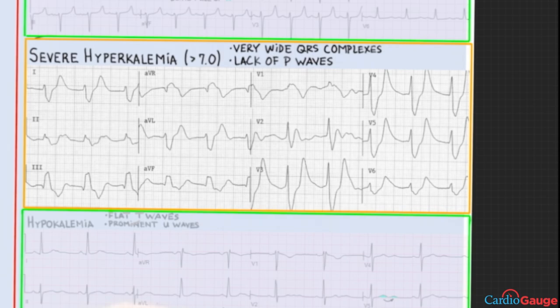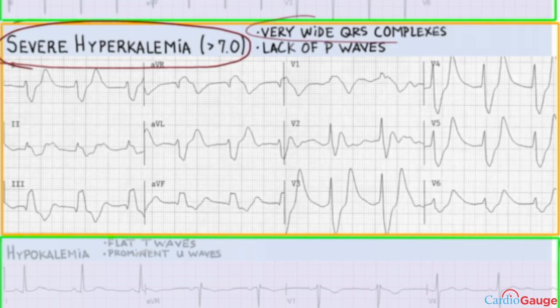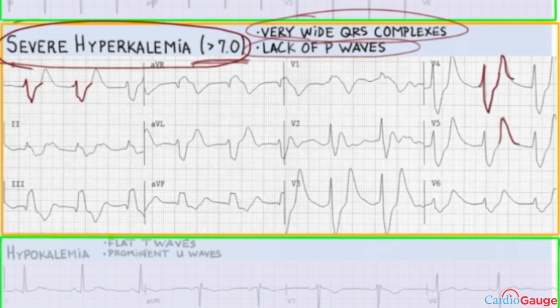We're still in the other section here. So we looked at mild hyperkalemia in the first level and showed that there were peaked T waves. But with severe hyperkalemia, something in the more like greater than 7 range, you're going to get very wide QRS complexes and a lack of P waves. The QRSs are going to look really weird. So that's what we got over here. There's really wide QRSs and don't really see any P waves. Ginormous T waves too. So if you saw an ECG like this, maybe a dialysis patient or something, you'd be wondering about their potassium level.